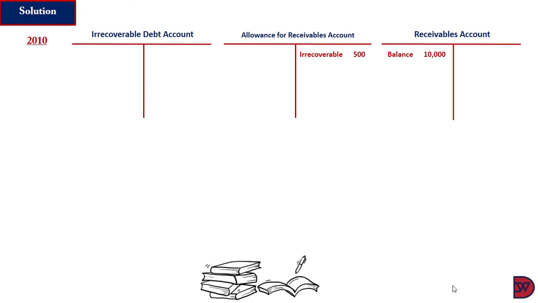We can go straight to the irrecoverable debt account and debit it. Now let's hold on for a while. We want to see the movements. Now 2% of the receivable balance is supposed to be catered for. Now this is a general allowance. We're just making a general provision for 2% of the receivable balance outstanding.